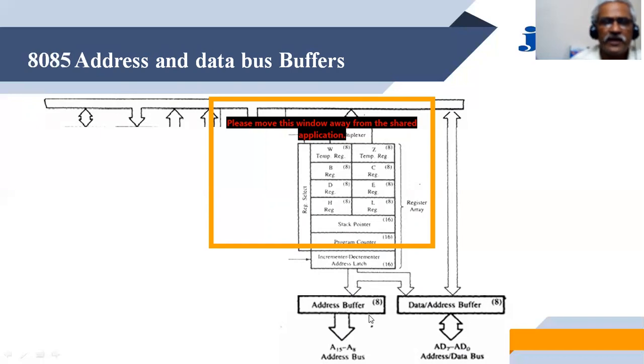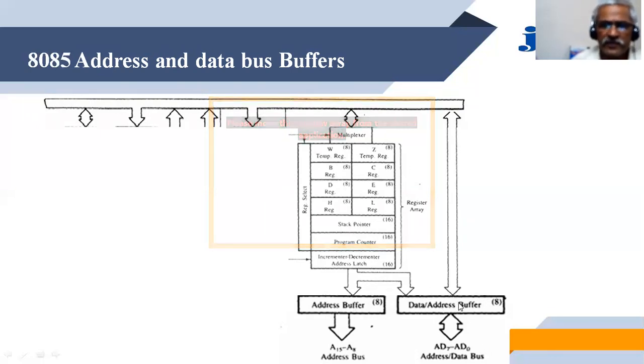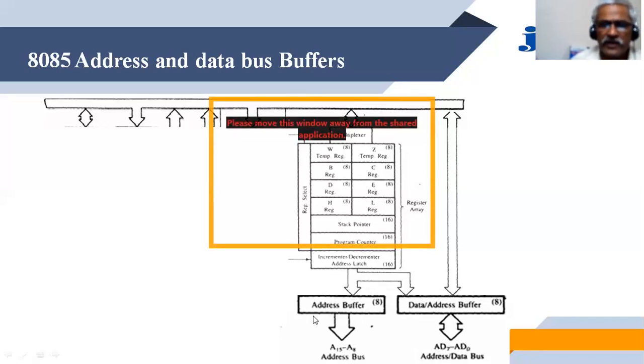Data bus buffers, unlike the address buffer, are bidirectional. Since the data can be transferred out or the data can be transferred in, these buffers are bidirectional buffers. So they are basically some kind of storage. And what do they store? They store the data in the data buffers, or they store the address in the address buffer to point to the memory locations.